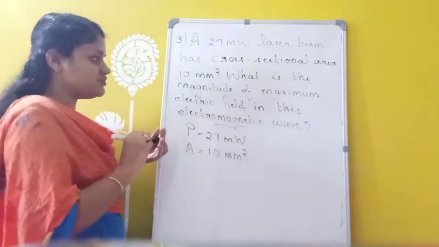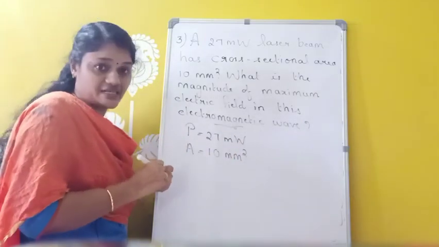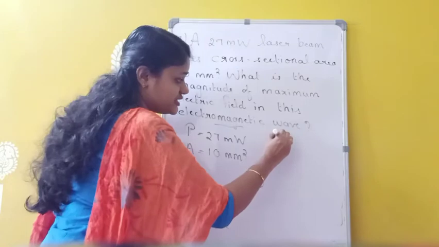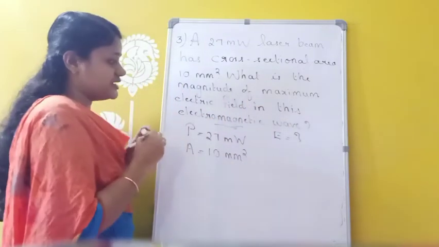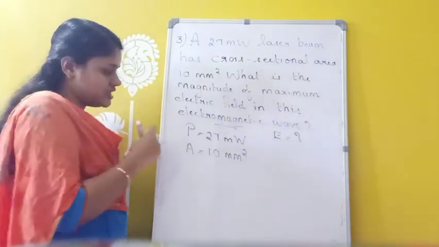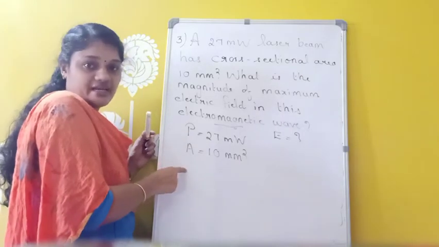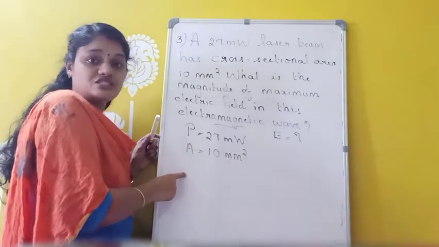And we have to find the magnitude of maximum electric field. So we have to find the magnitude of electric field of this electromagnetic wave. Okay, so this power is given here as well as area is given here. So we can find the intensity of electromagnetic wave.